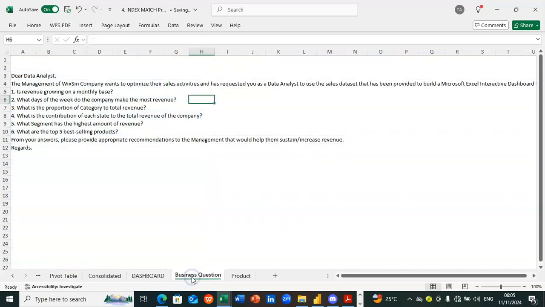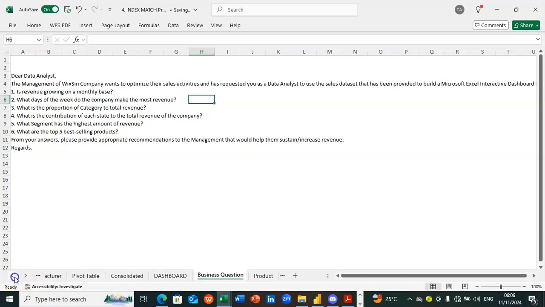And this is the business question. The question wants us to know revenue growth trend on a monthly basis, and you want to know the particular day of the week that the company makes most revenue. You want to know the proportion of category to total revenue and contribution of each state they operate from to the total revenue of the company. They also want to know the segment that has the highest amount of revenue and the top five best selling products they can concentrate on for efficiency.